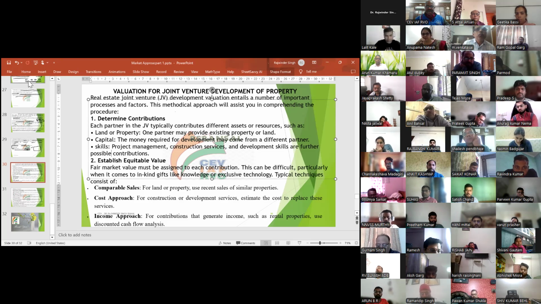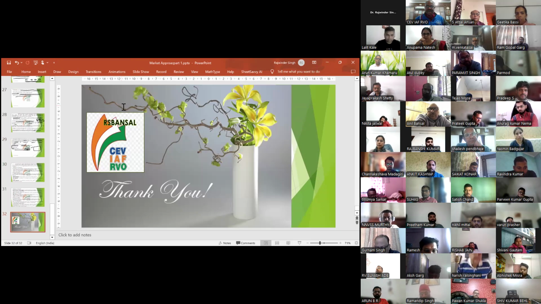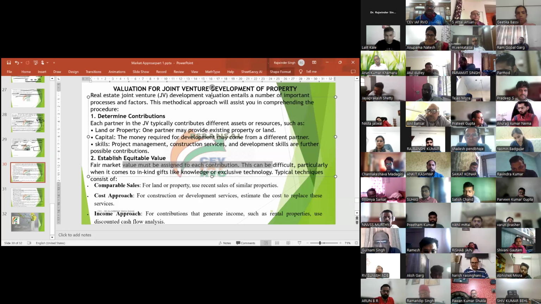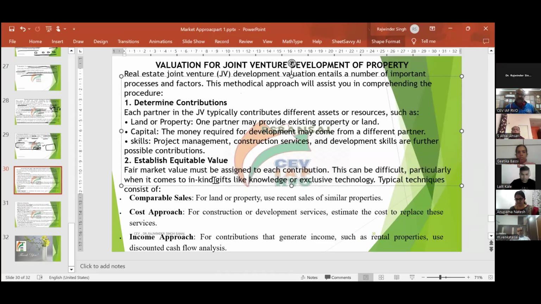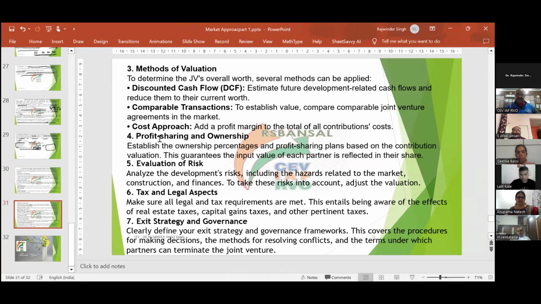Okay. So first you will determine the contribution of each partner, and then you will determine the equitable value of each partner's contribution. So fair market value must be assigned to each contribution. This can be difficult, particularly when it comes to in-kind contributions like knowledge or exclusive technology. Typical techniques consist of the comparable sale method, the cost approach method, or the income approach method. How it will be done, we will see in case studies. So, method of valuation.